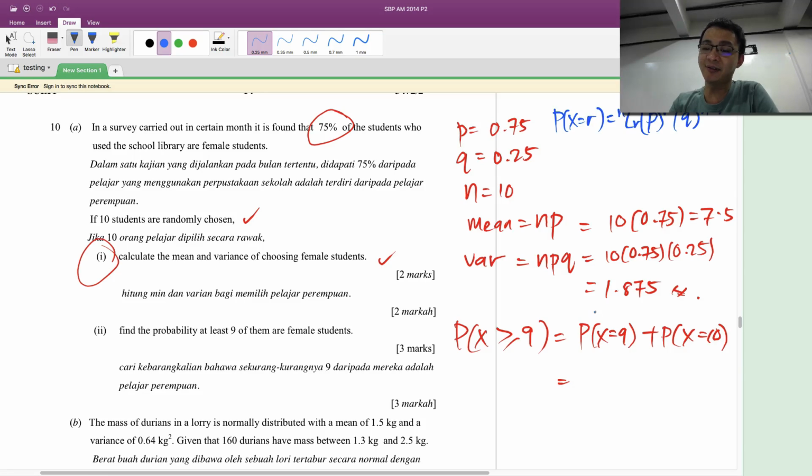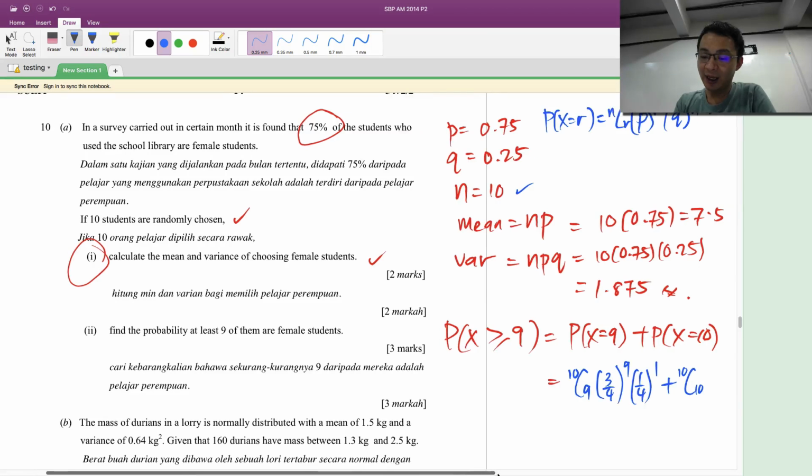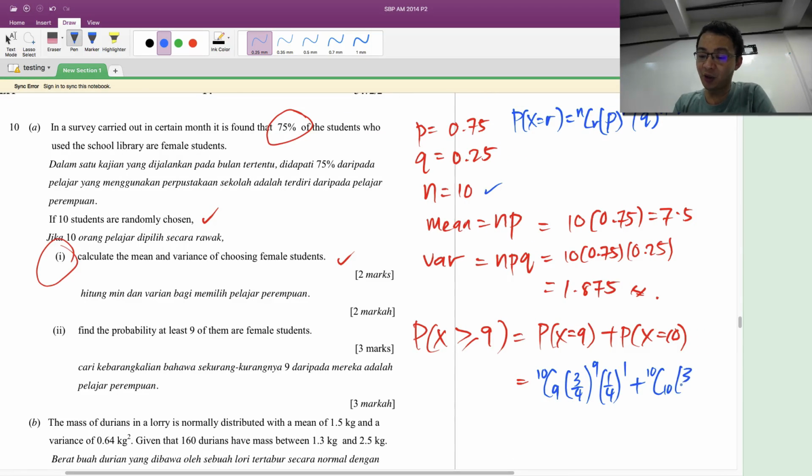N is 10, so it's 10C9. P is 0.75, I write the fraction 3 over 4. This is r, power 9. And then 1 over 4, power 1, because this is n minus r, 10 minus 9. Plus 10C10, and then 3 over 4 power of r, which is 10, and 1 over 4 power of 0.